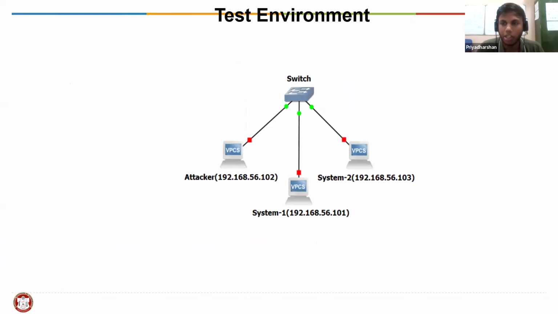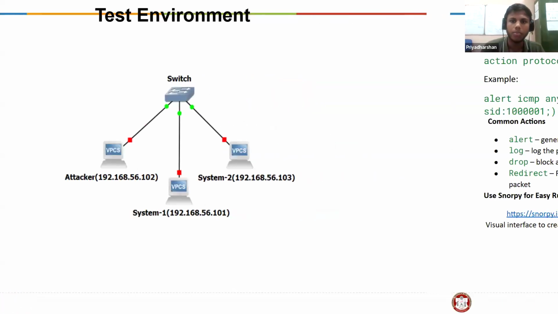Now the test environment. For this testing environment, we need a switch connecting all these systems. One is the attacker, its IP address is 192.168.56.0.1. System one, our organization, has IP address 192.168.56.1.1. System two is our other system, where we are redirecting the traffic. Its IP address is 56.1.3. All these systems need to be in a single network, so we connected them through a switch.